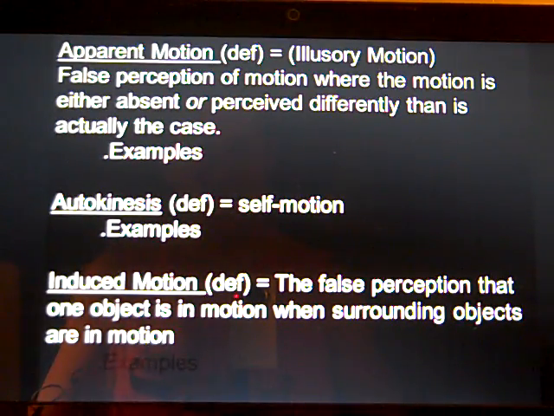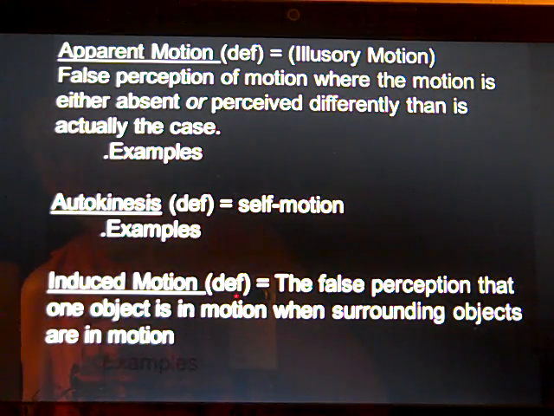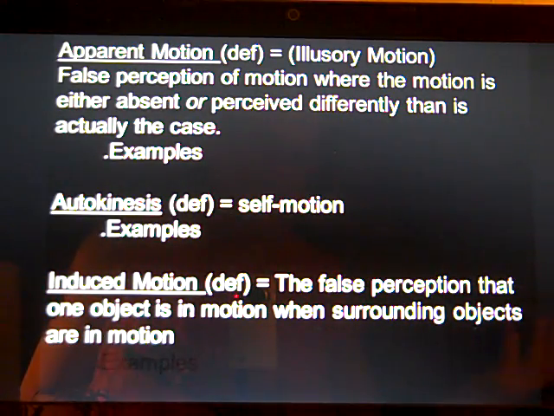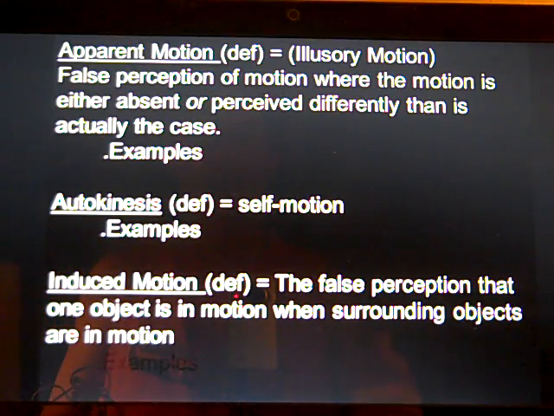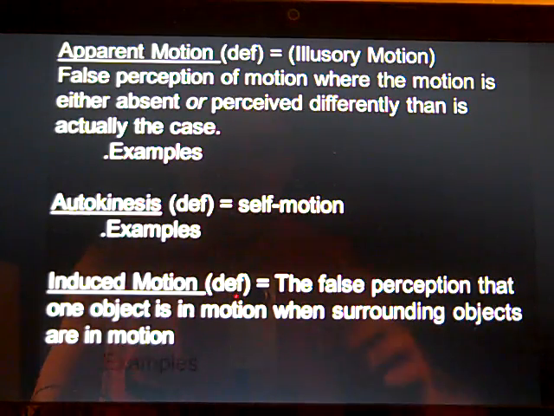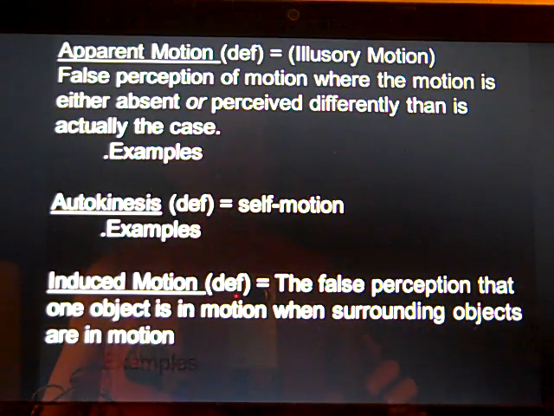Induced motion, this is the false perception that one object is in motion when it's actually surrounding objects that are moving. For example, it's easy to look up at the sky and it looks like the clouds and the moon are kind of moving. Well, is it the moon moving through the clouds, or are the clouds moving past the moon? Well, it depends on how you're perceiving that and looking at it. That's induced motion.